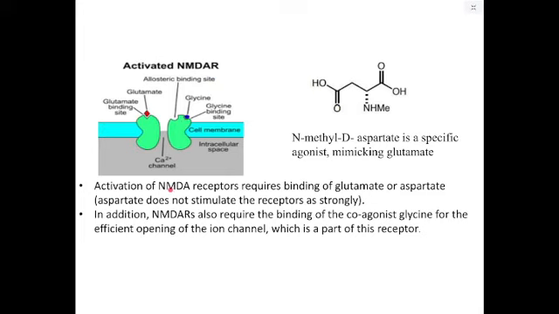So activation of the NMDA receptor requires binding of glutamine or aspartate. So either N-methyl-D-aspartate or glutamine. But aspartate does not stimulate the receptor very strongly. In addition, this receptor also requires the binding of the co-agonist glycine for the efficient opening of the ion channel, which is part of this receptor. So once you have glycine, glutamate, or aspartate binding, then the receptor functions maximally. They say that the receptor is not very specific for the ions. It can conduct quite a number of ions, but the main one, of course, as you can see, is calcium ions.